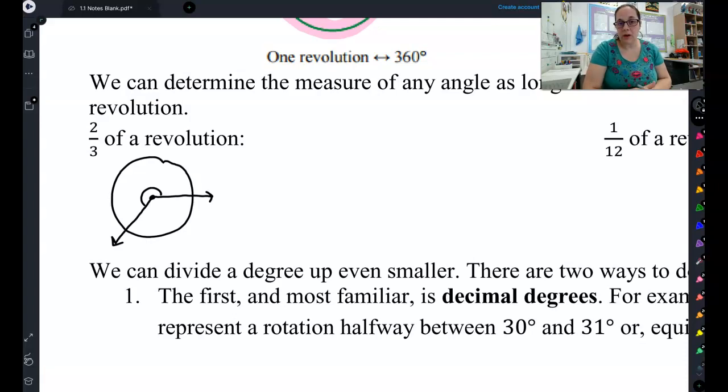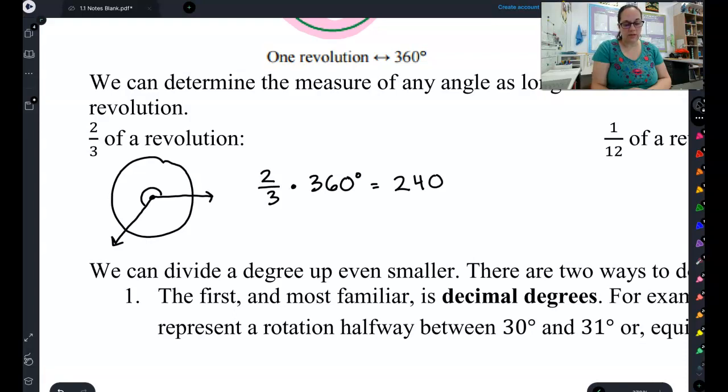Well, it's pretty easy to figure out. We just multiply. I want 2/3 of a full revolution. One full revolution is 360 degrees. So I multiply those together and I get that 2/3 of that is 240 degrees. So that would be the measurement of this.